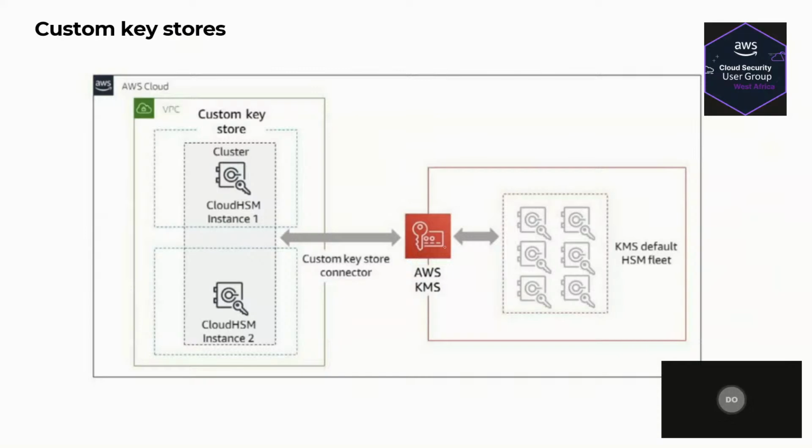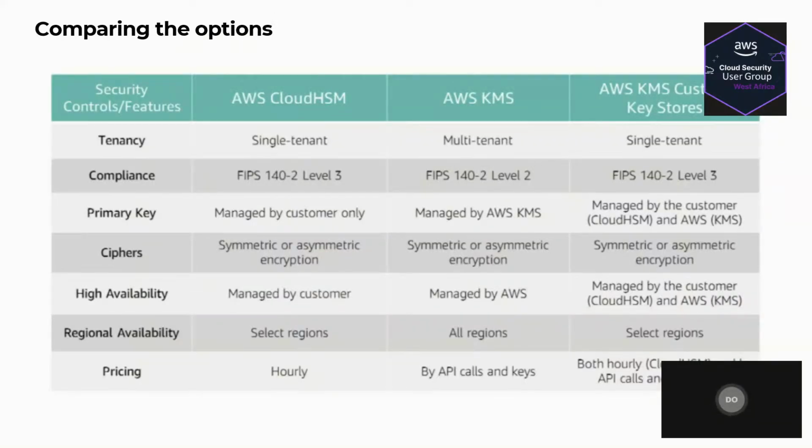In this case, you have KMS, where our CMK is going to be generated here, and our cryptographic operation is going to be performed here. So this is just like a proxy. This becomes like a proxy to this, essentially. So let's compare these three options very quickly.